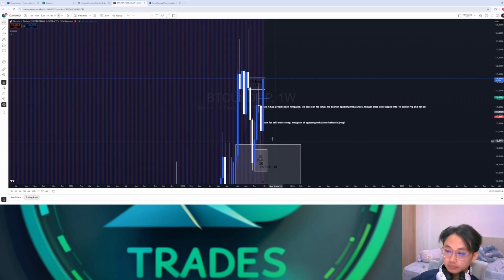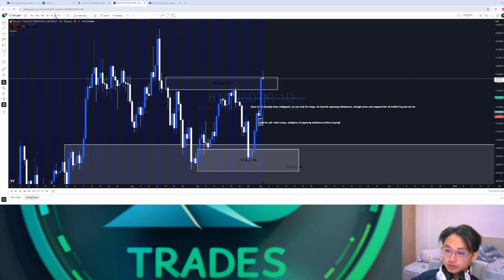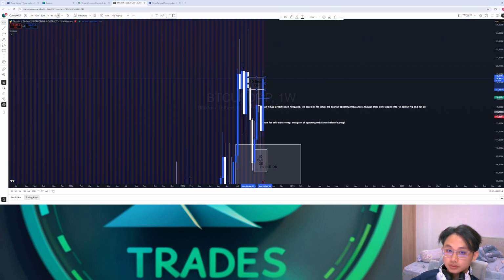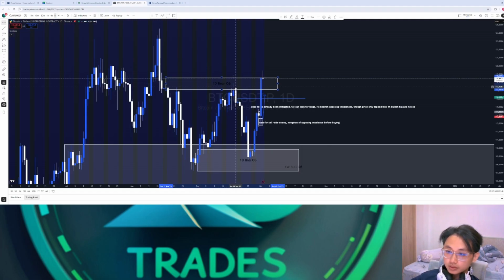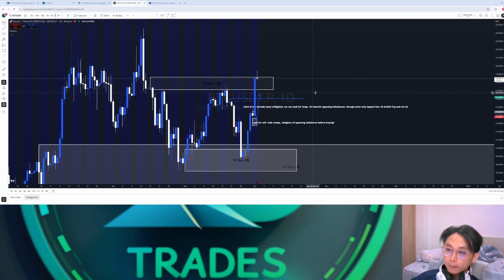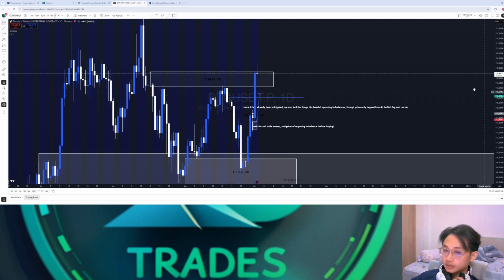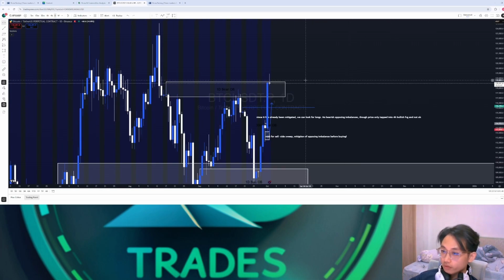So on the weekly time frame, price has tapped into the weekly bullish OB, and I know for a fact that price is going to hit our drawn liquidity right here. Okay, so going to the low time frame, we can identify our drawn liquidity, right, which is here, this area. So right now, I guess Bitcoin is going to hit higher, right?